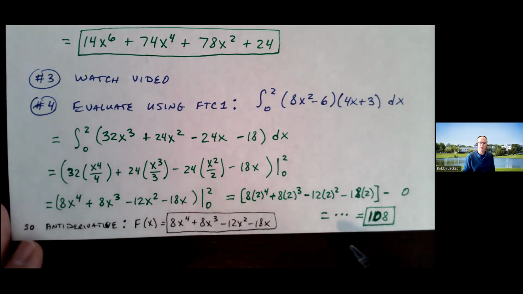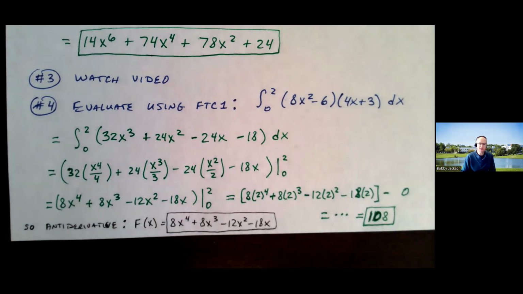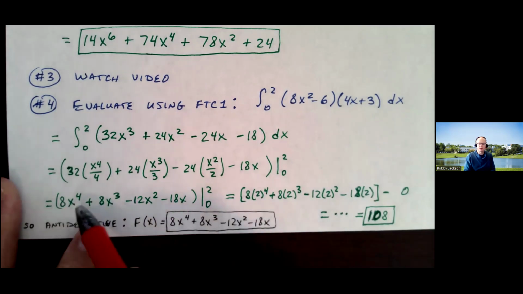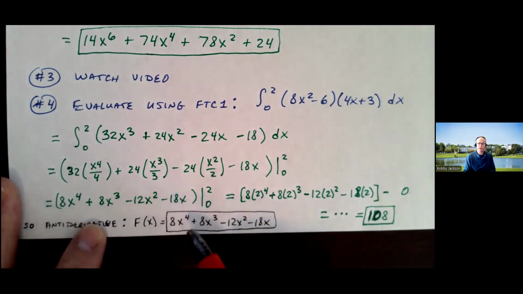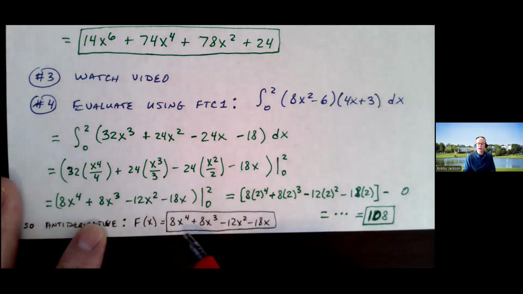They want to know both the antiderivative, and if you read carefully the instructions, they say without an arbitrary constant. So they don't want the plus C in this case. So I'm just going to write out my antiderivative here that I'm using. Okay. And then, of course, the value of this definite integral comes out to be 108.